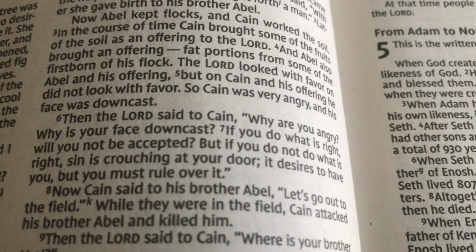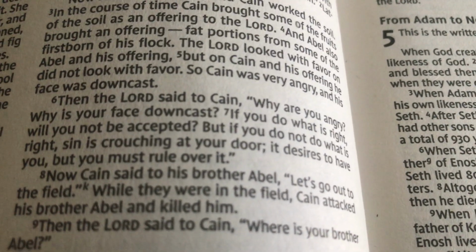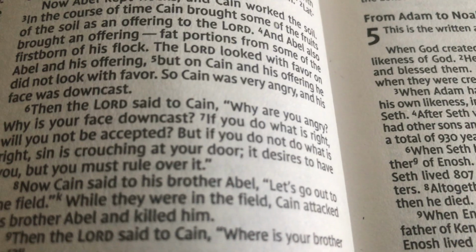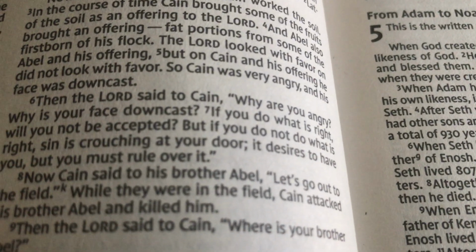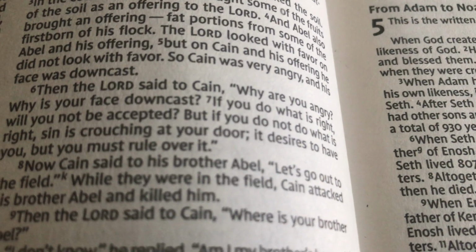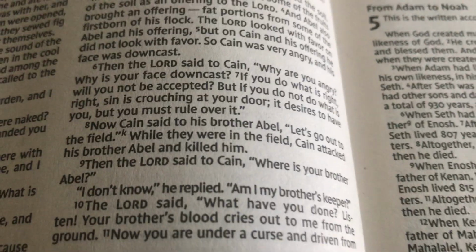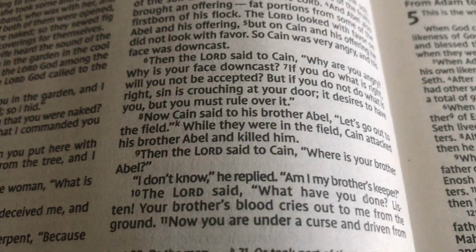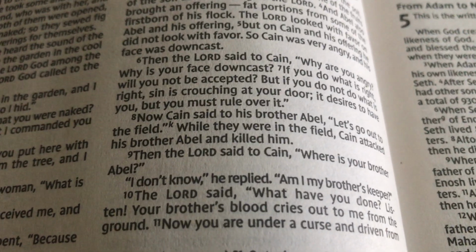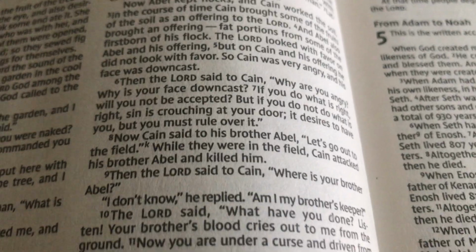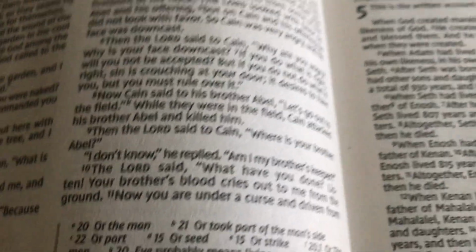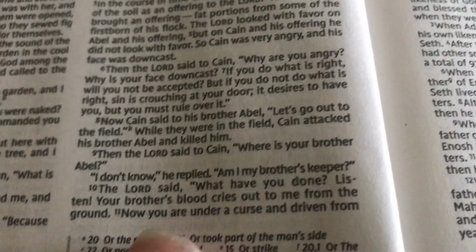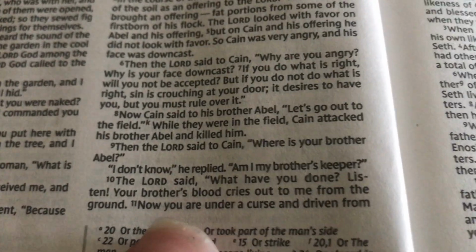Then the Lord said to Cain, "Why are you angry? Why is your face downcast? If you do what is right, will you not be accepted? But if you do not do what is right, sin is crouching at your door; it desires to have you, but you must rule over it." Now Cain said to his brother Abel, "Let's go to the field." While they were in the field, Cain attacked his brother Abel and killed him.